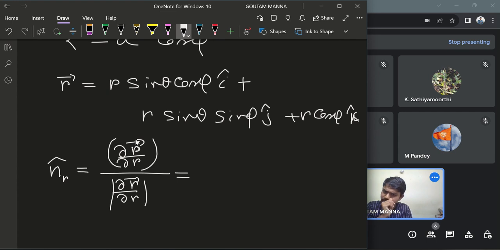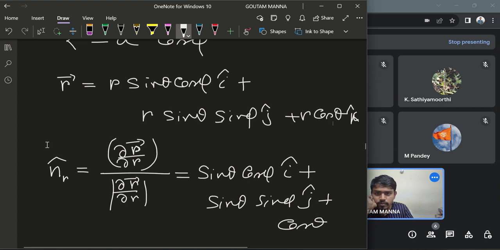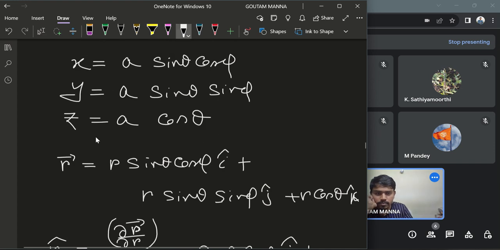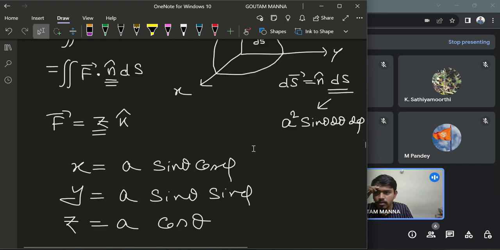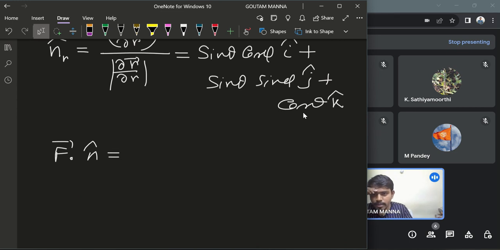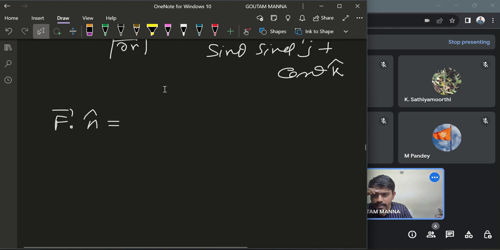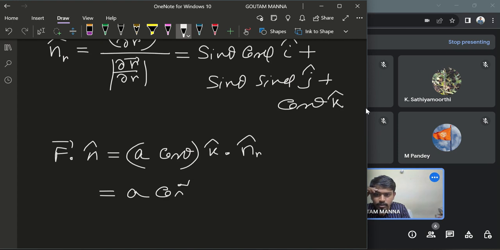And if you do that, what you will get is nothing but sine theta cos phi i cap plus sine theta sine phi j cap plus cos theta, sorry, this z is cos theta, cos theta k cap. Okay, now we are done basically. So F dot n hat: F I can replace as z k cap, and z as a cos theta k cap, dot with this n hat. Only the k component will survive, so it will be a cos square theta.